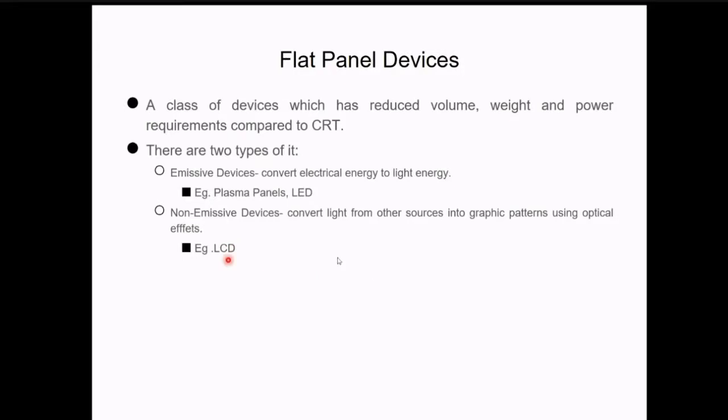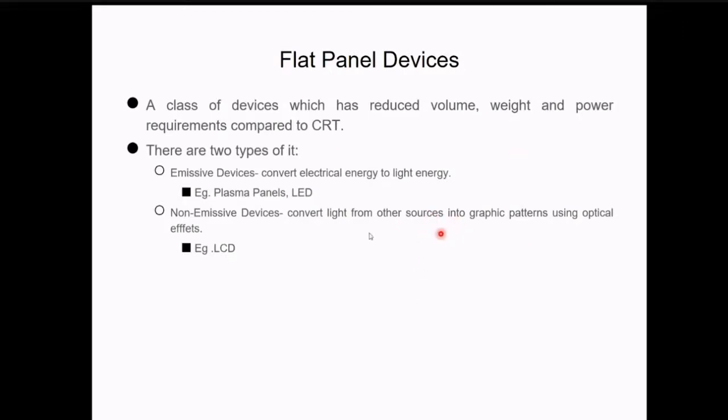So we had that generation in which LCD devices were very popular because of their cost, their resolution, and viewing dimensions also were helpful. What it says is it converts light from other sources into a graphic pattern using optical effects. So instead of using electric energy directly and converting it into light energy, we are taking light from some other source that we have. We can have a bulb, or something installed in our machine or in our panel, and then we can use this light source to create a graphical pattern.